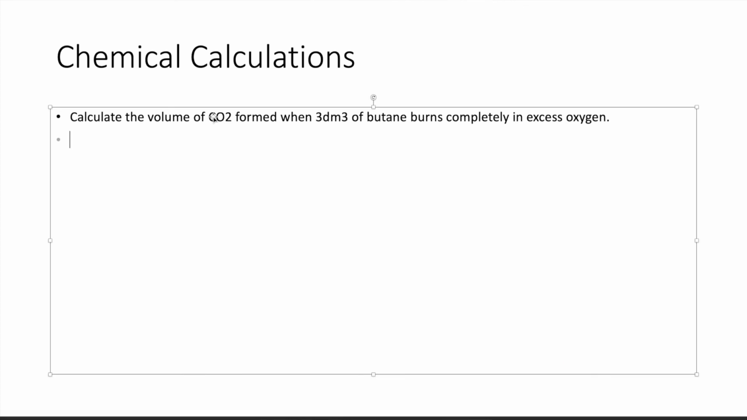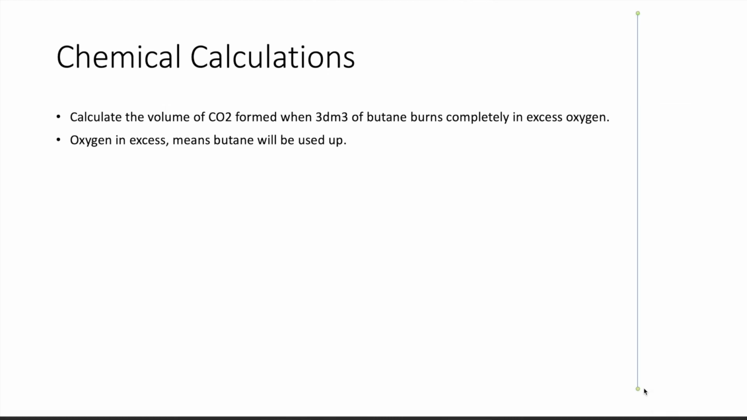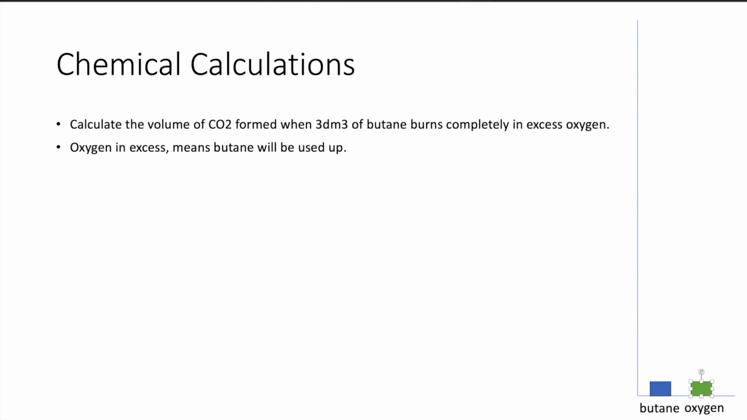Okay, next example of gases, you have this equation. Calculate the volume of carbon dioxide formed when 3 dm cube of butane burns completely in oxygen, excess oxygen. So whenever we see this word excess, just know that the other party is completely used up. Oxygen is not used up, the other party is completely used up. So you want to know that butane is completely used up.